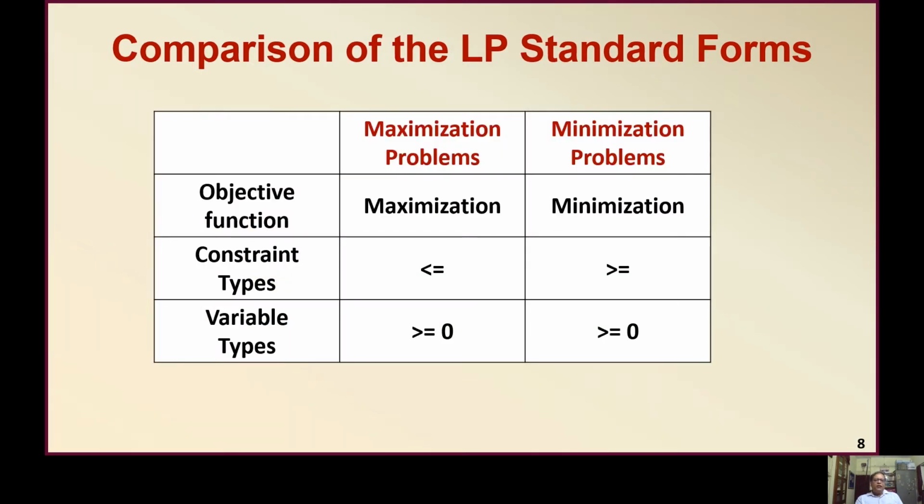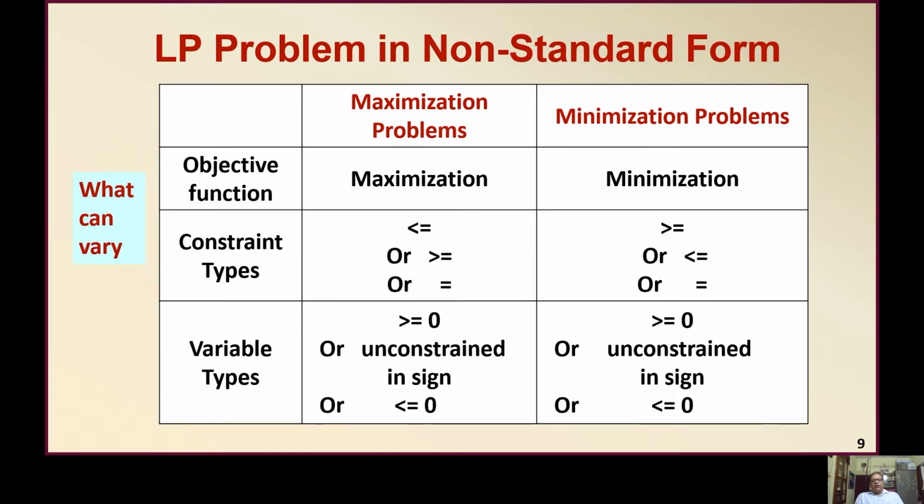If you compare the linear programming standard forms, you can see that the objective function is maximization or minimization, the constraint type is less than or equal to or greater than or equal to, but the variable types are all greater than or equal to 0. So this is the standard form. But in reality, the linear programming problem could be in non-standard form as well. So irrespective of maximization or minimization problem, the constraint types could be less than or equal to, greater than or equal to, or equal to, and the variable types could be greater than or equal to 0, unrestricted in sign, or less than or equal to 0.